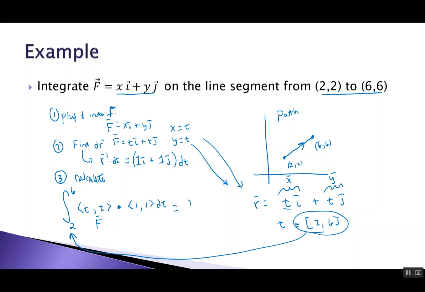And if I actually do the dot product, I'm integrating from 2 to 6. T times 1 is t. The other t times the other one is t. So I'm simply integrating from 2 to 6, 2t dt. And I know you know how to calculate that out, so I'll stop at that point. So 3 steps. After you get your parametric equations, you plug it into f to get your equation for f all in terms of t. You find dr by taking the derivative of r. Then you put it in the integral, crank it through, and you've got your answer.